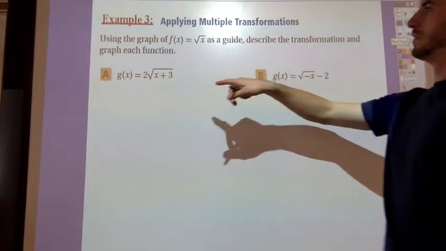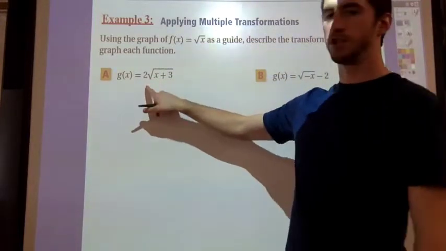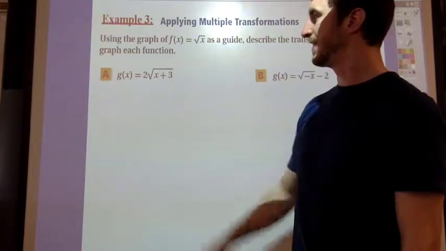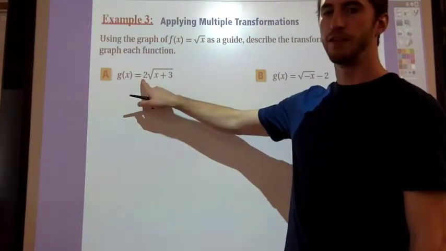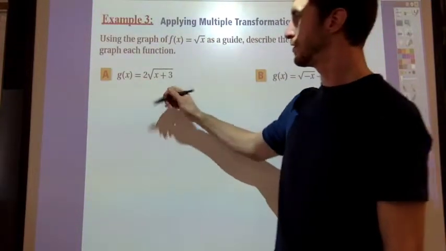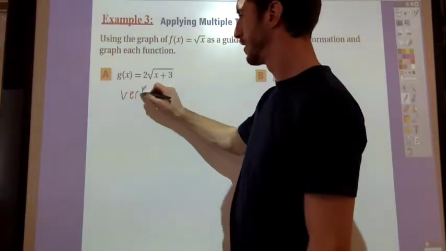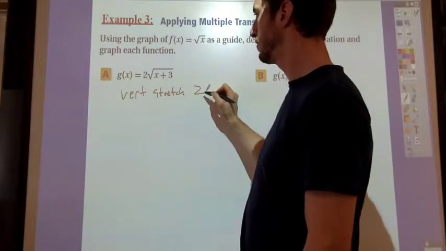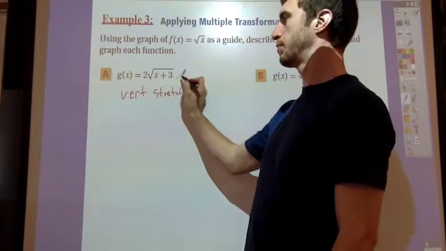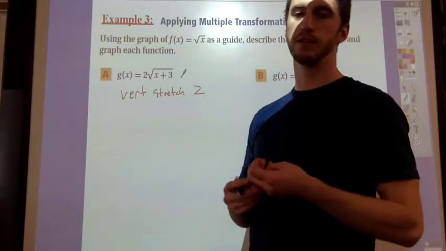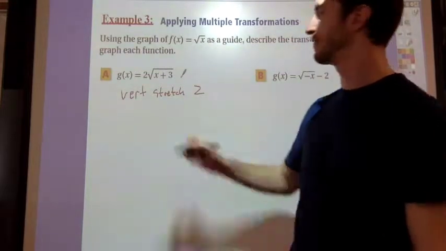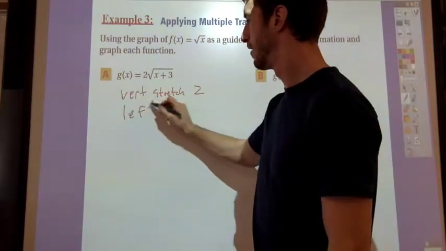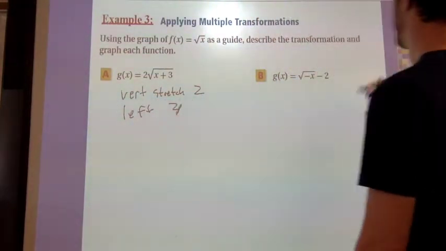This one, we're using square root of x as a guide. We see that we have a coefficient of 2, so that means it's a vertical stretch by a factor of 2. And it's x plus 3 inside the radical, so that means it's a horizontal shift left 3.